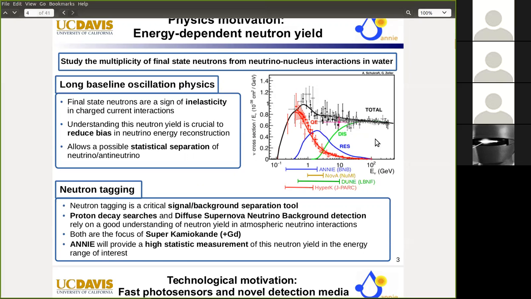And the second purpose for this motivation is neutron tagging. So neutron tagging, as you heard before in the previous talk in this conference, is a critical signal-to-background separation tool. Proton decay searches, as well as the detection of the diffuse supernova neutrino background, rely on a very good understanding of those neutron yields in atmospheric neutrino interactions, because those are background for those searches. So both of those searches are a focus of the Super-Kamiokande experiment loaded with gadolinium. And ANNIE will provide a high statistics measurement of this neutron yield in the energy range of interest for Super-Kamiokande that they could use to improve their dataset.